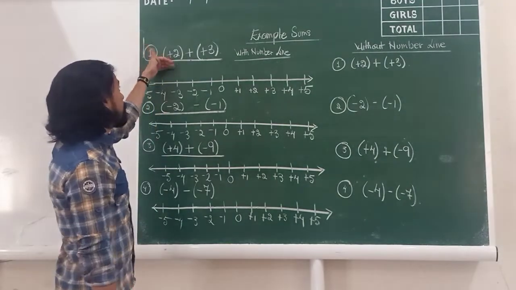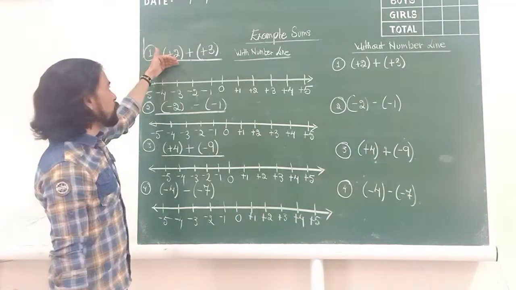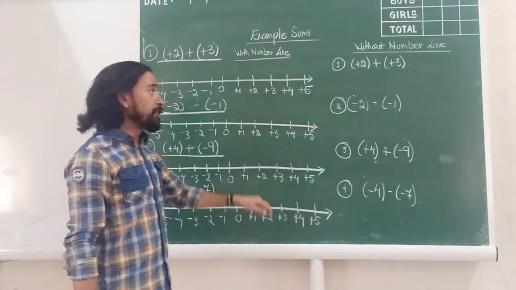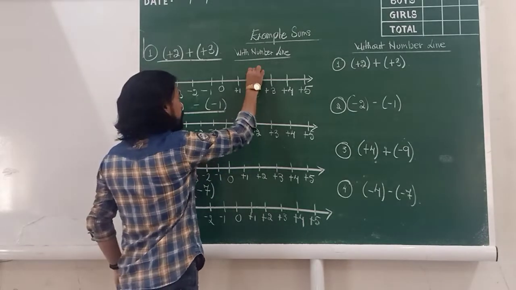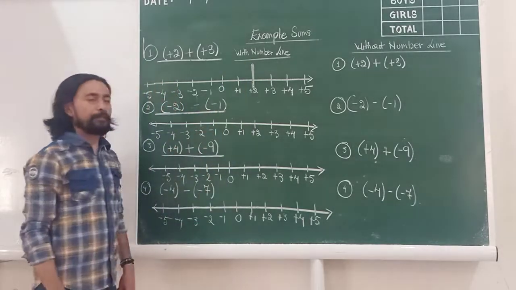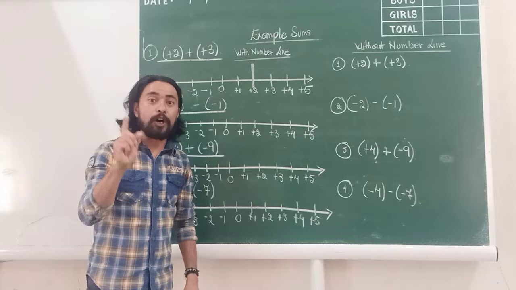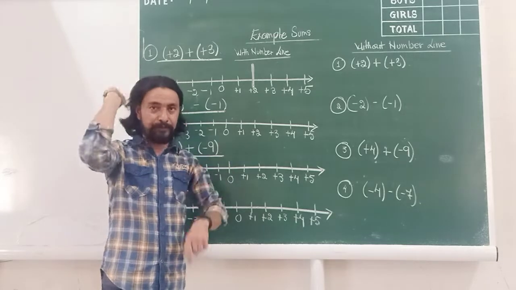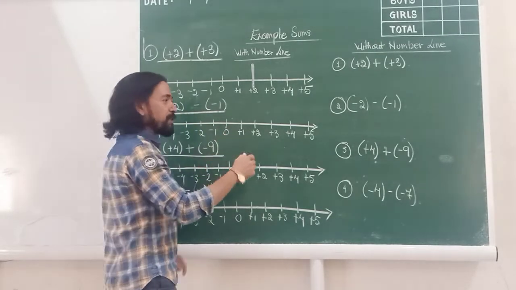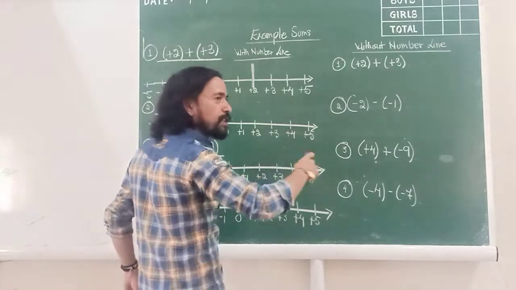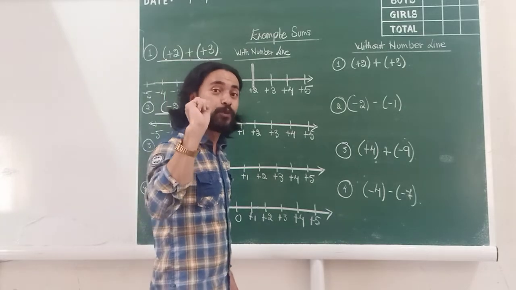It says positive 2, add positive 3. The first number tells me my starting point. Where do I start? Positive 2. Where's positive 2? Here. Add positive 3. Add positive integer. Now look at the diagram that I have given you with the arrows. The first diagram that I have given you for this chapter. Add positive. If I am looking at a number line and I am adding positives, which direction do I move? That is why I told you in my previous video that you have to remember the direction.